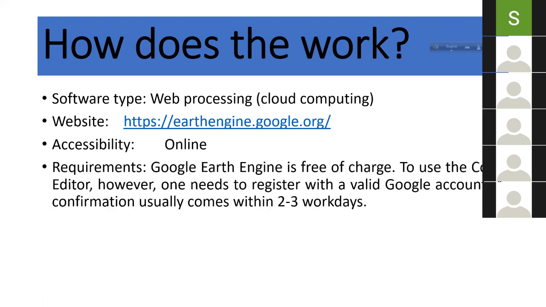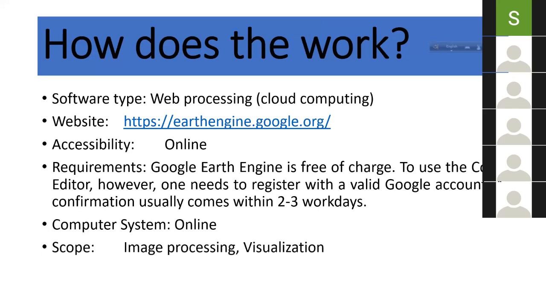So how can you start this tool? First, Google Earth Engine is free of charge. To use the code editor, one needs to register with a valid Gmail account. A confirmation usually comes within 2 or 3 working days. After this, I will show you how to register for Google Earth Engine easily. Your computer system also needs online connectivity, an internet connection. And in scope, it is mainly focused on image processing and a visualization platform. You can work with vector and raster data here.